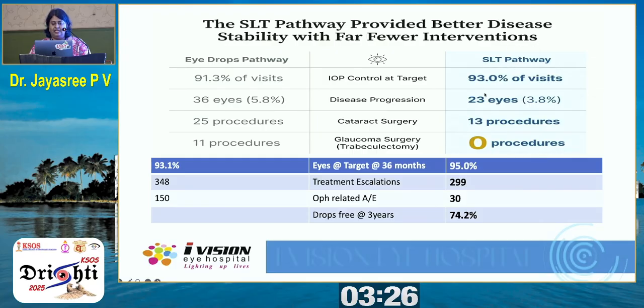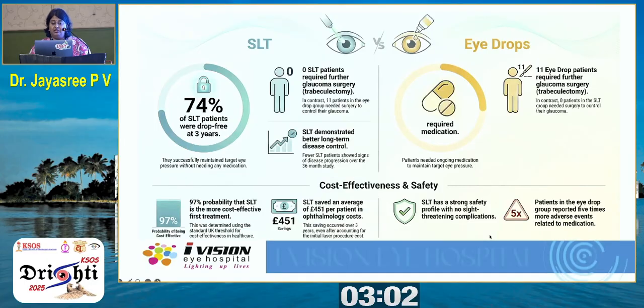You can see that the SLT performed better with all the important parameters: disease progression was less, cataract surgery was less, there was no trabeculectomy required, eyes at target IOP was better, the escalation of treatment was less, adverse events were less, and drops free at 3 years. 75% of the patients were drops free after an SLT at 3 years. So this slide also shows the same thing. The cost effectiveness is one thing that was very important and has more of a community aspect also.